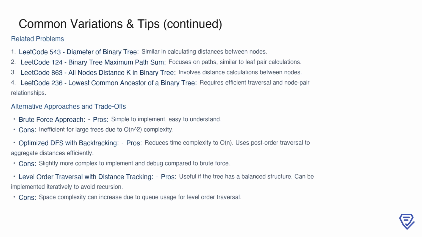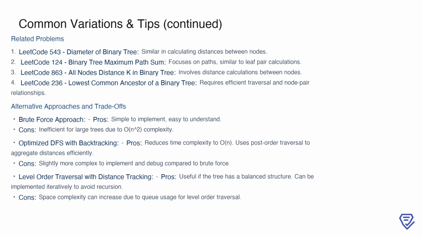Now let's explore some related problems and alternative approaches. Problems like LeetCode 543, diameter of binary tree, involve calculating distances between nodes, which is directly relevant here. Similarly, LeetCode 124, binary tree maximum path sum, focuses on paths, sharing similarities with leaf pair calculations. LeetCode 863, all nodes distance k in binary tree, also deals with distance-based computations, and LeetCode 236, lowest common ancestor of a binary tree, highlights the importance of efficient traversal and understanding node relationships.